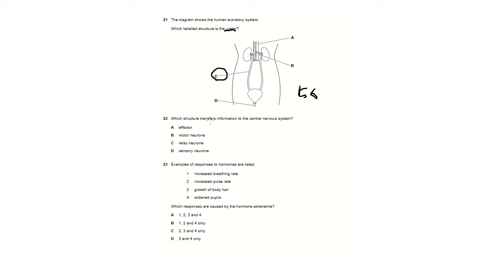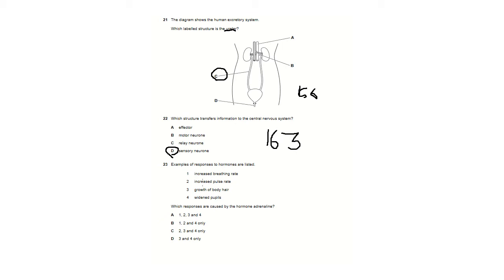Which structure transfers information to the central nervous system? Well, you just have to remember to transfer information to the CNS. It's always the sensory neurons who do that. And if you have a problem remembering that, you can find that on page 163 in your book.